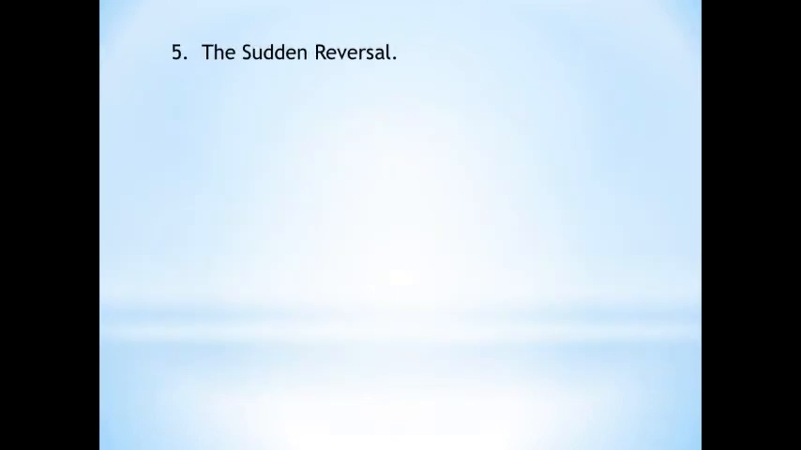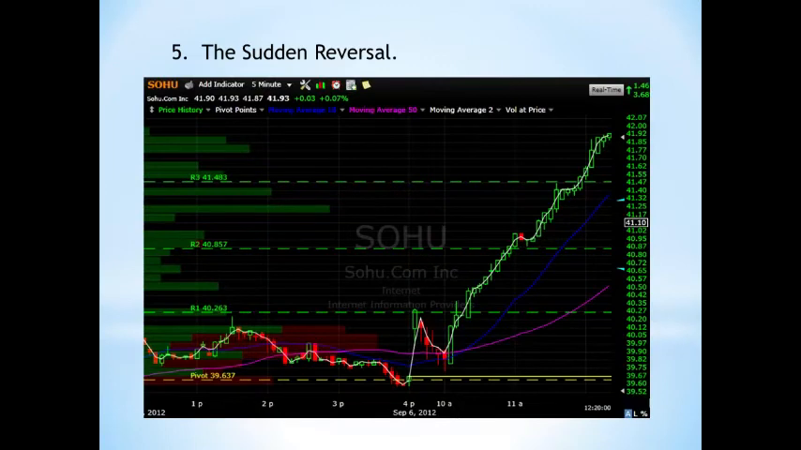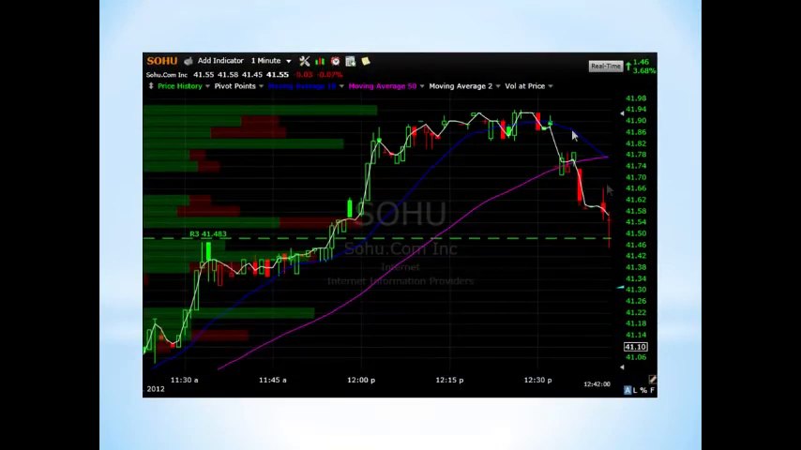A fifth type is what I call the sudden reversal, and the sudden reversal is, let's say you get into a trade. You know how it goes. You get into a trade because you think it's going to keep going up, right? And then what happens is it makes this big gap down or something. The spreads in this case were probably part of the cause of that price movement right in here, but it just makes a sudden move, and you've got to decide.